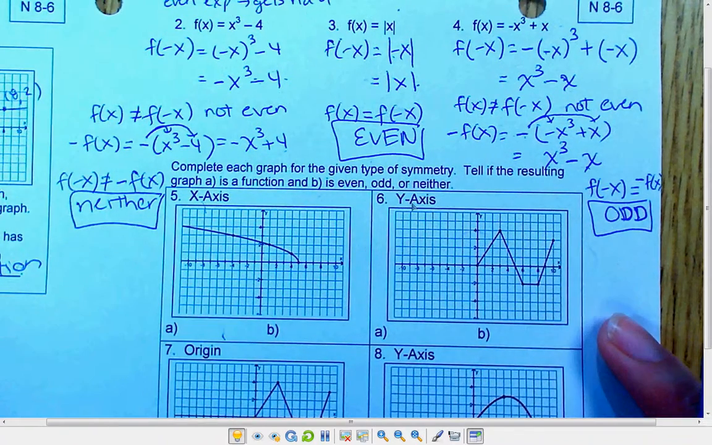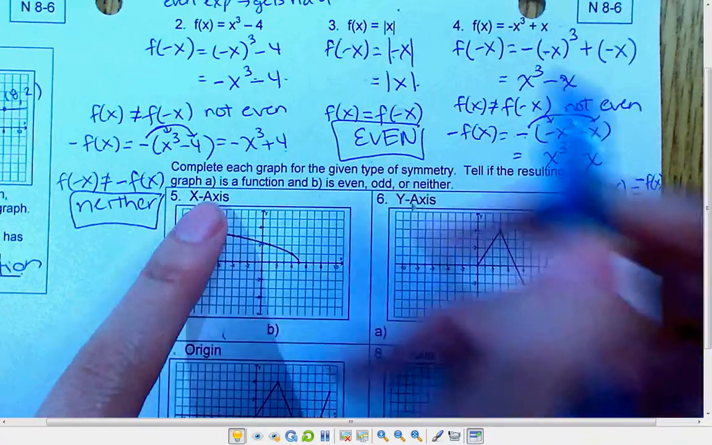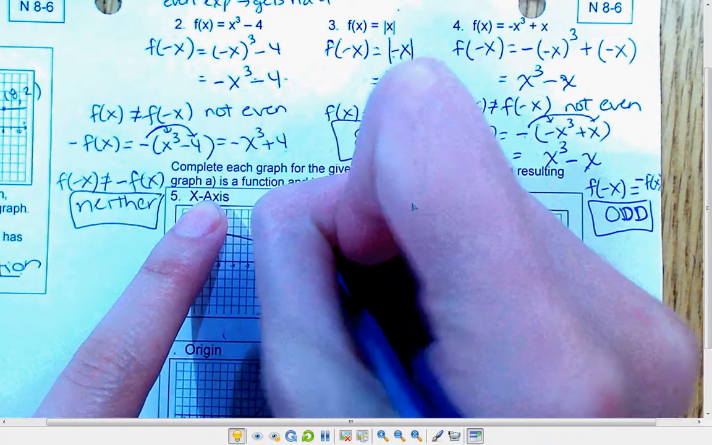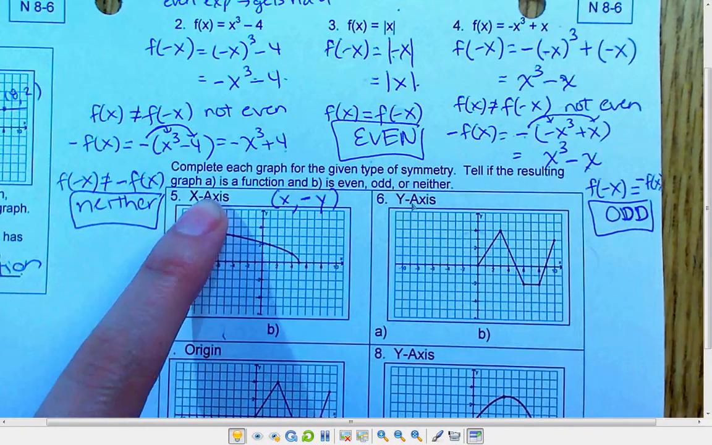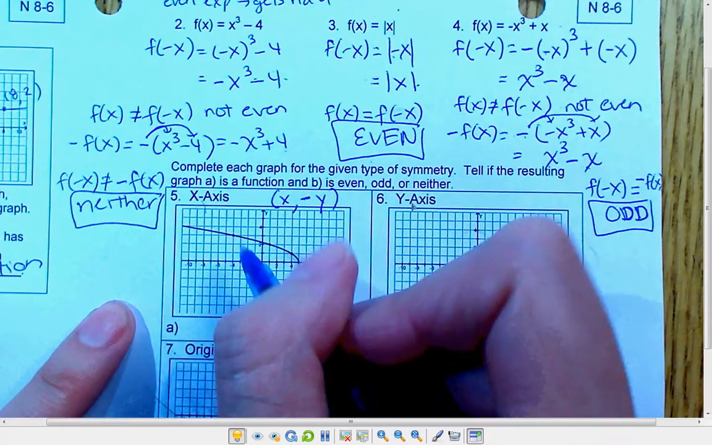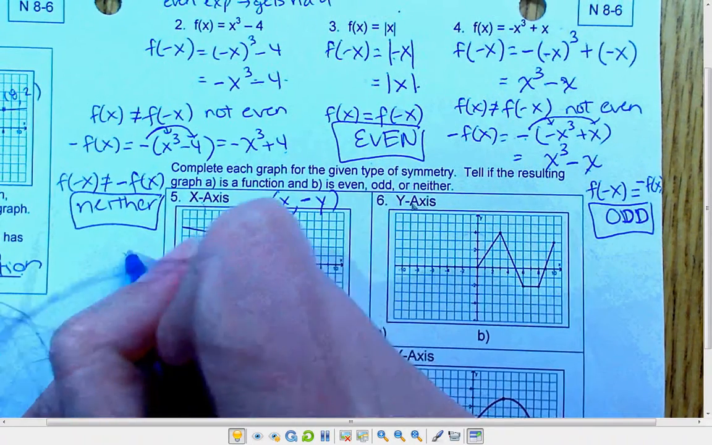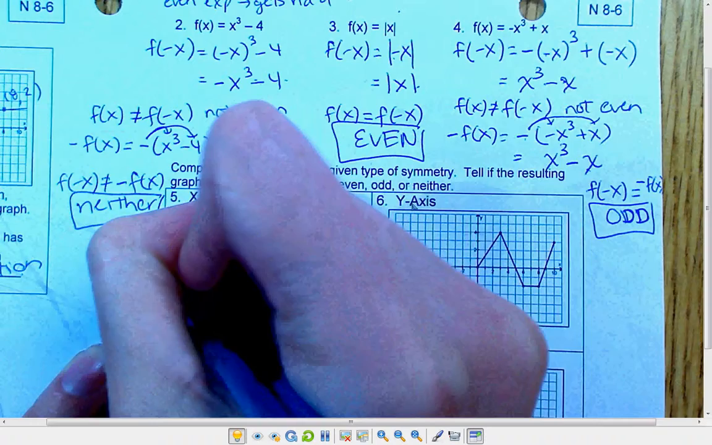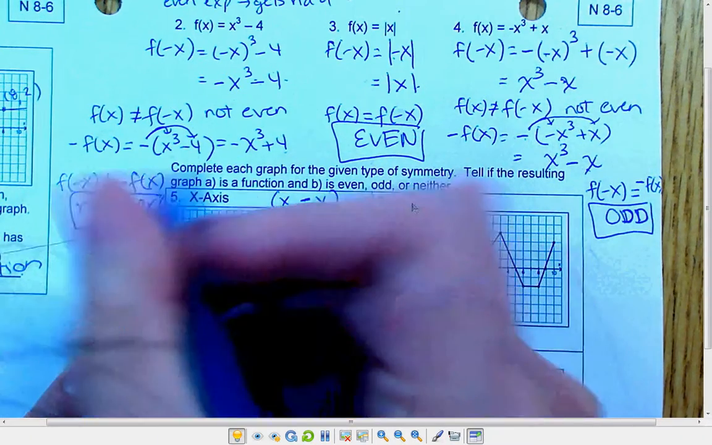We want to reflect it across the x-axis. We know if we reflect it across the x-axis, that makes all of our y's negative. So let's take our points. So we have this point right here. Let me just make a table. Negative 4, 3.